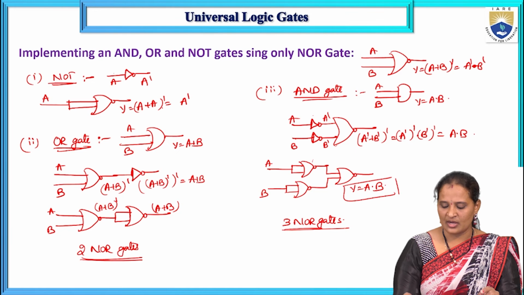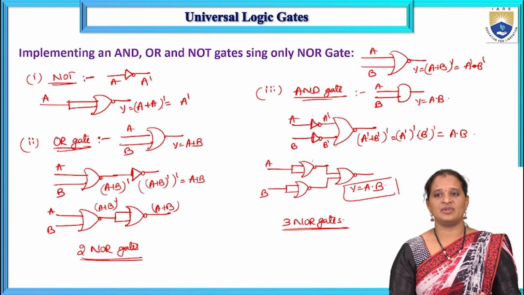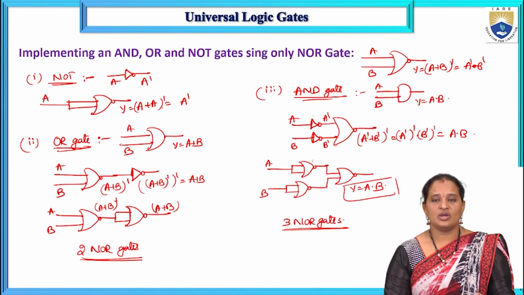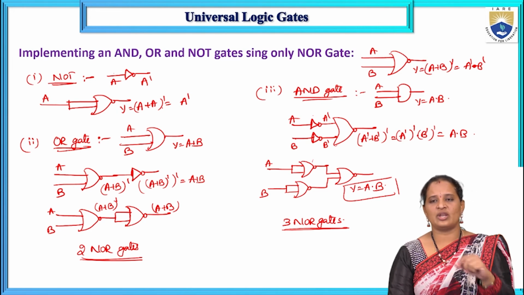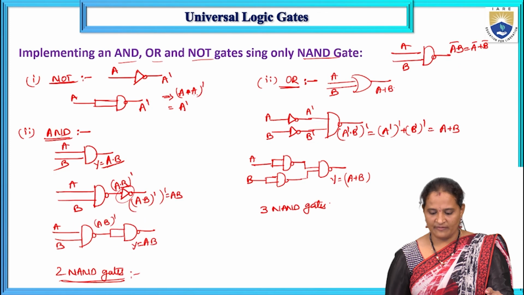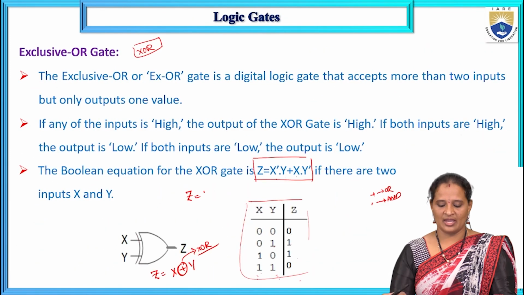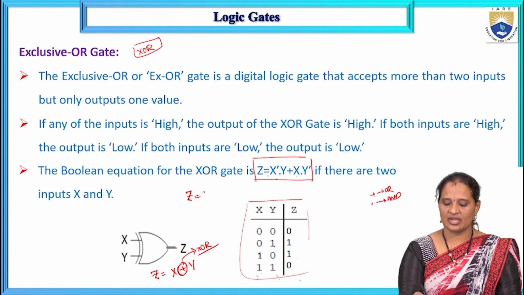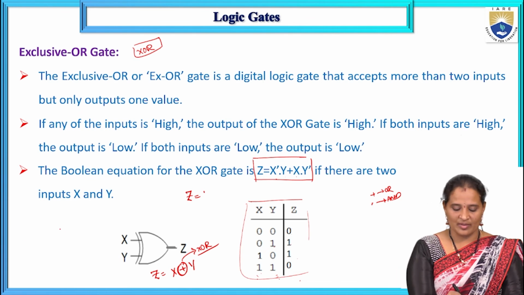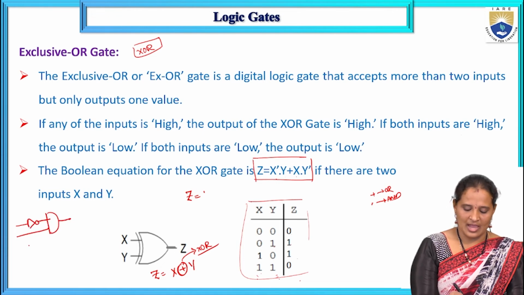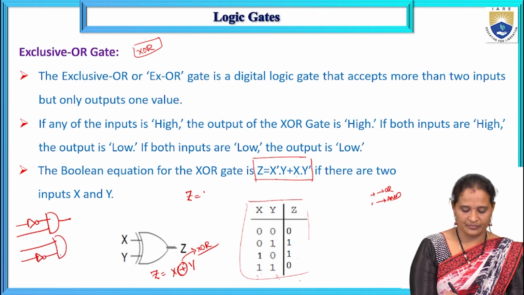Like that, not only these logic gates, I can implement any other gates using NAND and NOR. What about XOR and XNOR? If you see the XOR and XNOR, we have already seen the XOR gate. What is the expression for the XOR gate? X bar Y plus X Y bar. If I draw the logic circuit for that, this is X bar Y and this is again X Y bar.